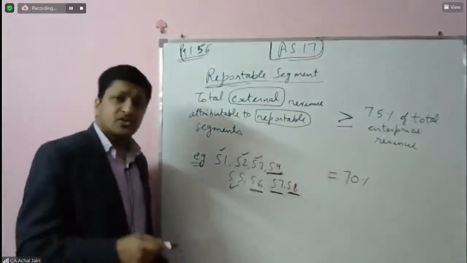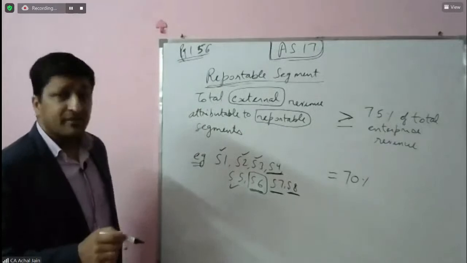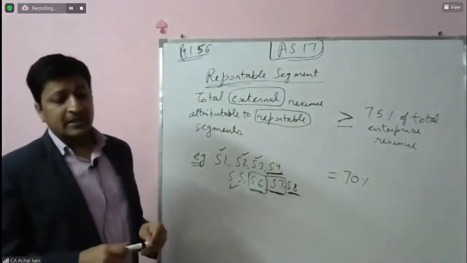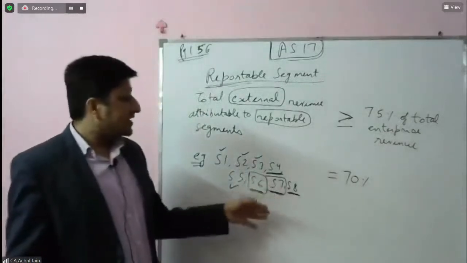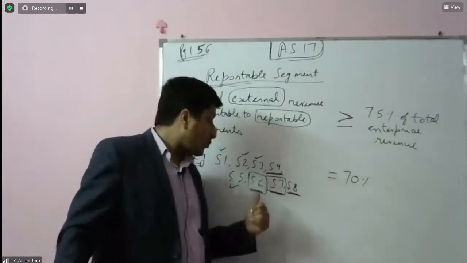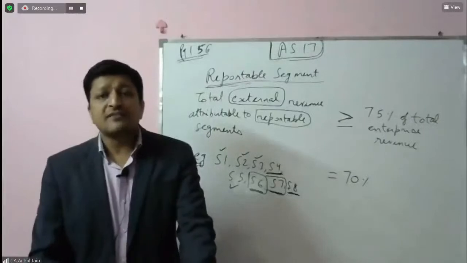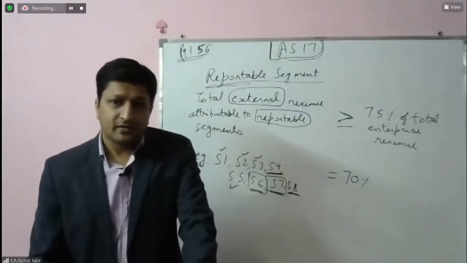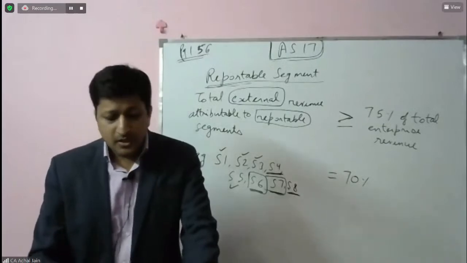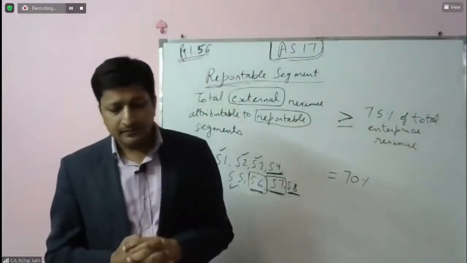Okay, so maybe just by adding one segment, it may touch 75%. Maybe we need 2 more to make it 75%. It can be either way. Now another question may arise, sir, out of the remaining segments, how do we choose which one is required to be picked up? Is there any criteria out of these remaining ones? No. Standard says this has to be judgment. Whichever the management believes is the most appropriate to be disclosed as reportable for the users of the financial statements, that should be disclosed. So for this remaining part, management judgment will come into the picture. Clear? Clear on this point?